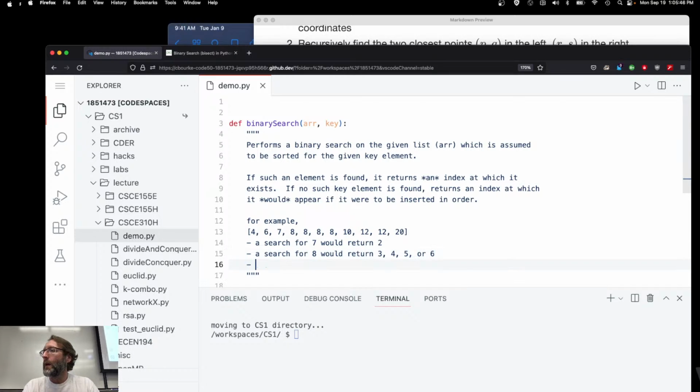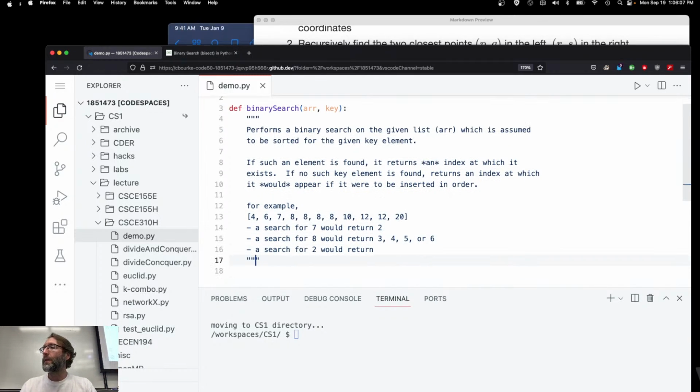A search for 2 would return what? You could put it at -1, but ultimately, if you did insert it, where you have 0 through n-1 again, where would it end up being? 0. That's where you want to insert it. I believe in Python, because of the negative index value trick, you could do that as well, right?